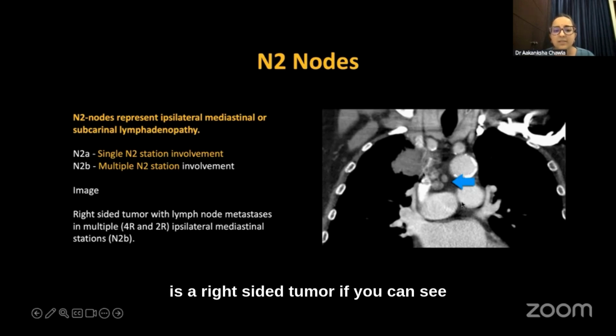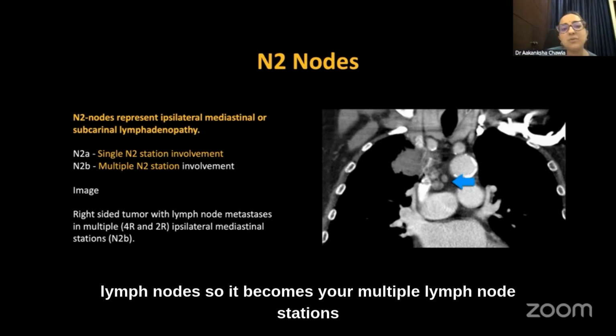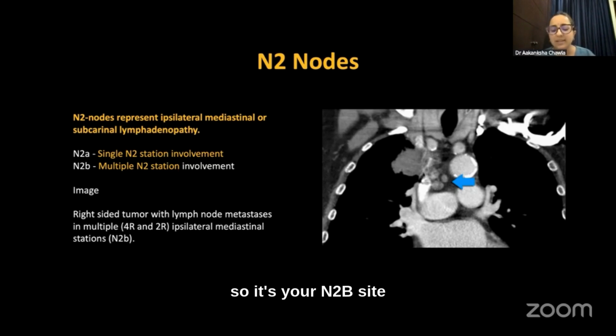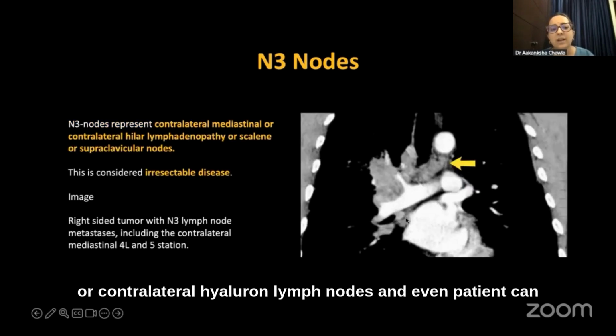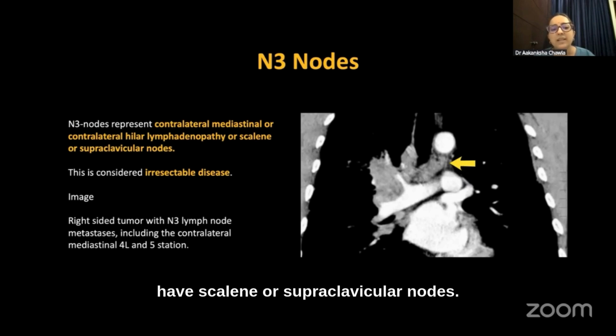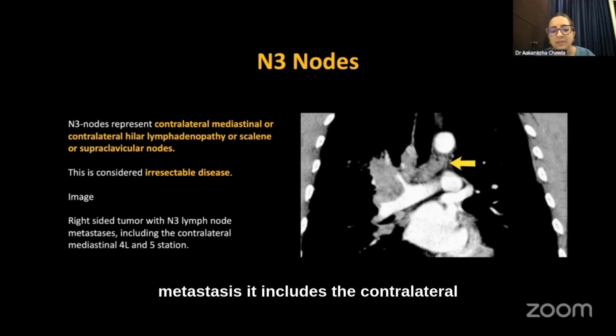This is a right-sided tumor, if you can see here, with lymph node metastasis. And it has 4R and 2R mediastinal lymph nodes. So it becomes your multiple lymph node stations, so it's your N2b disease. Now, N3 is contralateral mediastinal or contralateral hilar lymph nodes, and even the patient can have scalene or supraclavicular nodes. This is an irresectable stage. And like you can see here, there is a right-sided tumor with N3 lymph node metastasis. It includes the contralateral 4L and 5 station.